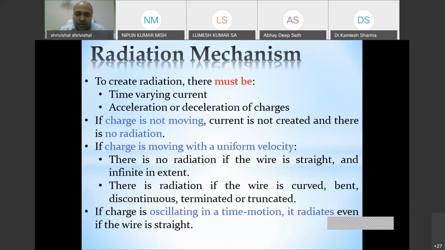As it is oscillating in time motion, it will be a time-varying current, so there will obviously be a variation. So even if the wire is straight, it will lead to radiation. There is a very beautiful example to understand this difference.